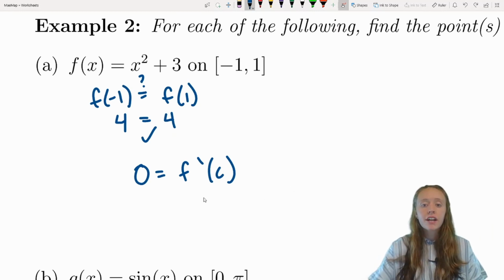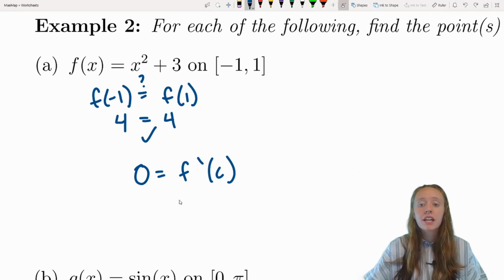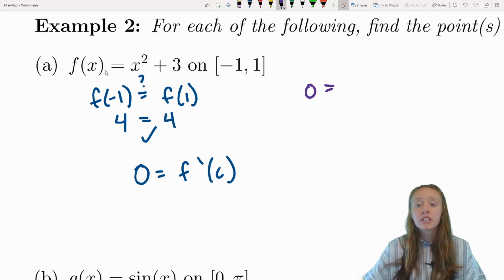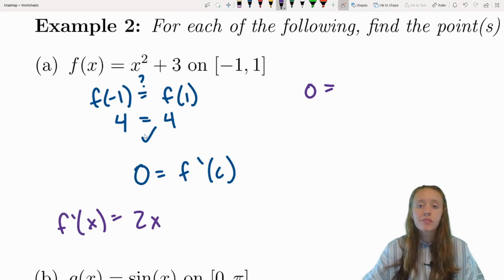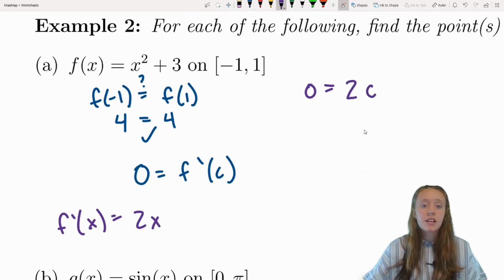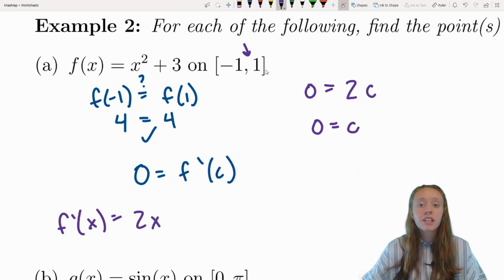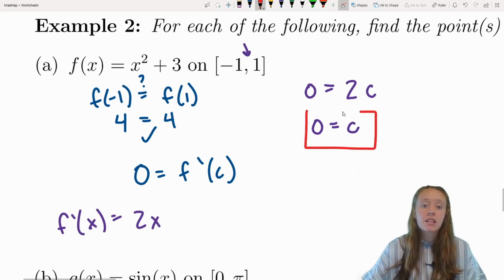So let's go ahead and find what f prime of c is and when that equals 0. What's my derivative? f prime of x is going to equal, what's the derivative of x squared? That's 2x, plus the derivative of 3, which is just 0. So f prime of x is 2x, so f prime of c is 2c. When does that equal 0? 2c equals 0 when c is equal to 0. And 0 does indeed fall in my interval.